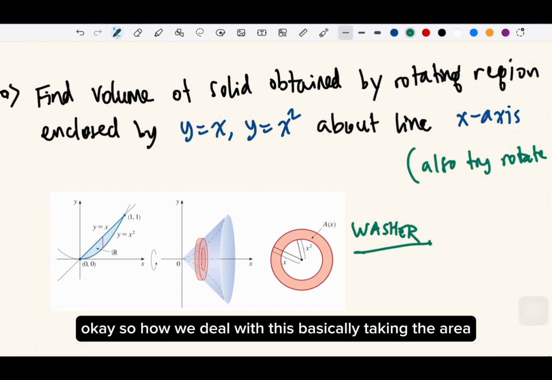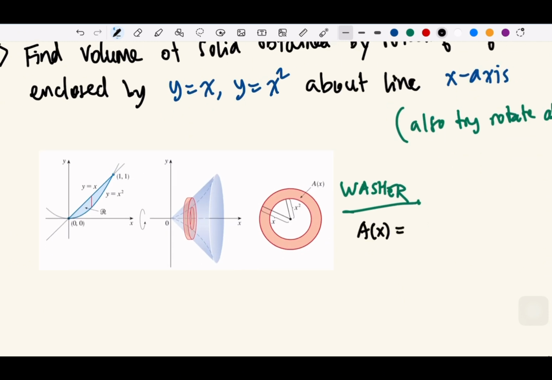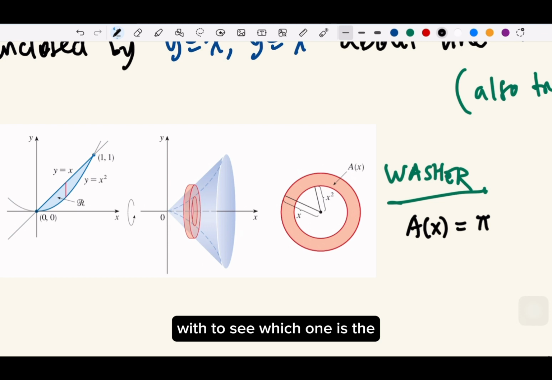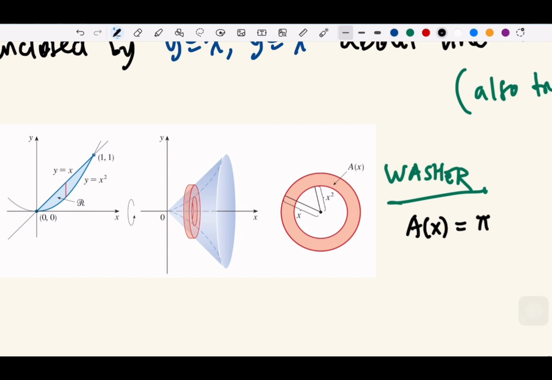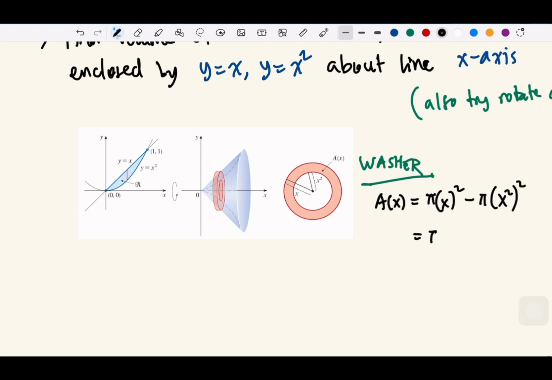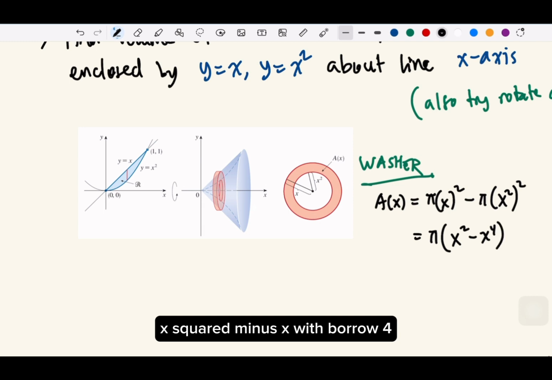Okay, so how do we deal with this? Basically taking the area, and so we need to see which one is the outer. So the outer one will be the x, and the inner circle will be the x squared. Okay? So this will be the x, this will be the x squared. So let's write in there our equations. So this will be pi x squared, and then minus pi x squared, squared. So we have pi times x squared minus x to the power of 4.